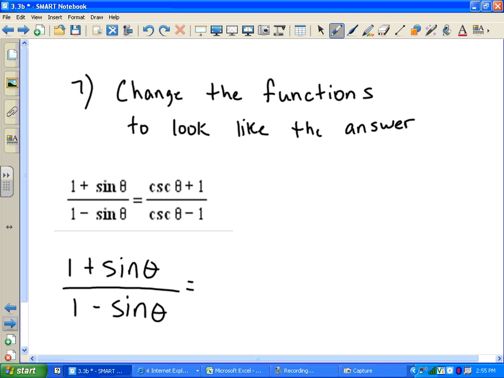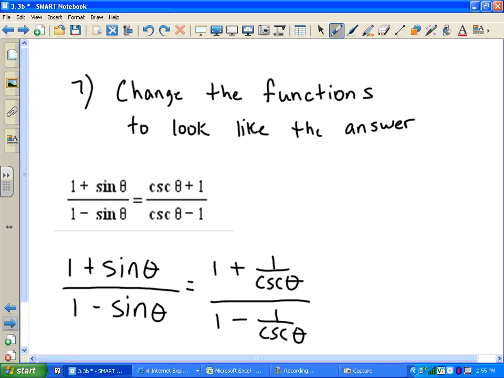Okay, so instead of writing sine theta, we could write that as the reciprocal. Well, sine is the reciprocal of cosecant. So I could write this as 1 plus, now the reciprocal of cosecant would be 1 over cosecant theta. And similarly on the bottom here, I could say this would be 1 minus 1 over cosecant theta. Okay, now it might be kind of hard here to see where this is going, but that's one thing I could do to start off.